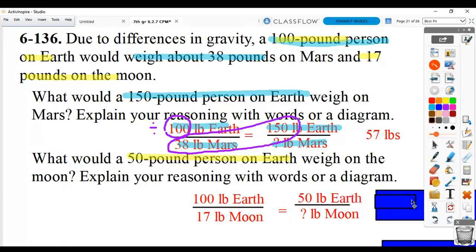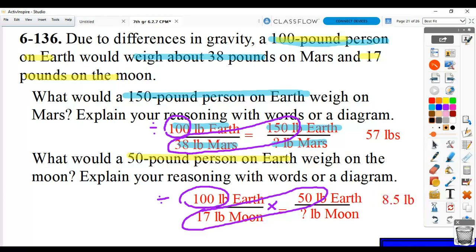So again, what they weigh on Earth would go across from what they weigh on Earth. These two need to be aligned. And how much they weigh on the moon is our unknown. So again, cross products, multiply diagonally across the two that you know, and then divide by the third value, which gives you 8.5 or 8 5/10 pounds. Again, you are allowed a calculator for these.